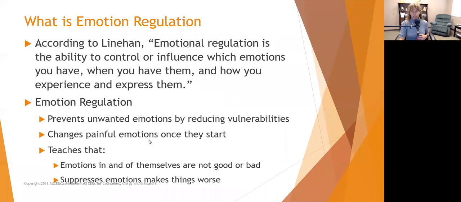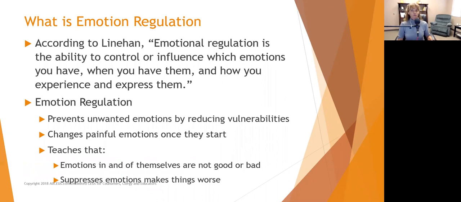According to Linehan, emotional regulation is the ability to control or influence which emotions you have, when you have them, and how you experience and express them. Now, I don't necessarily totally agree with that, because I believe that our emotions are pretty much hardwired. When our brain perceives a threat, then we're going to react with excitation. You know, the HPA axis will kick off and say, hello, you might need to fight or flee. You better check it out. Like when your fire alarm goes off at the house. So we need to accept when we feel that way. It's important for us to accept how we feel, and then we can choose how to experience and express them.